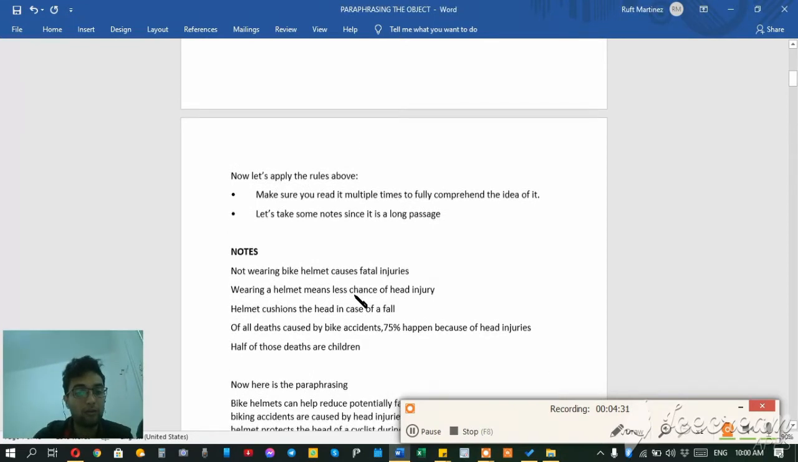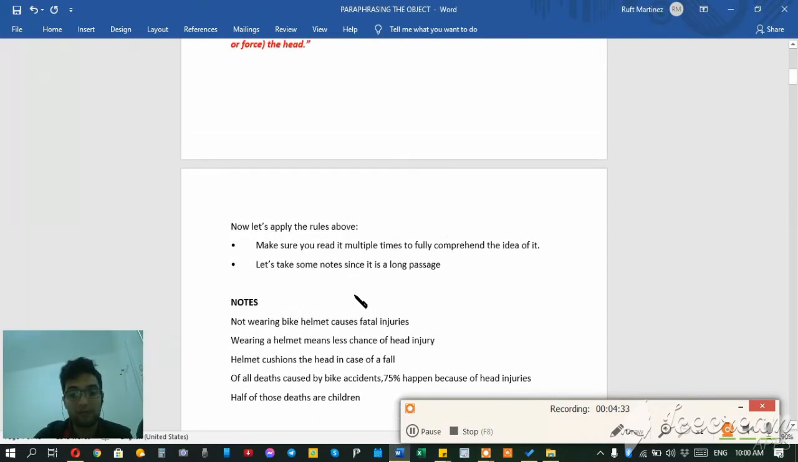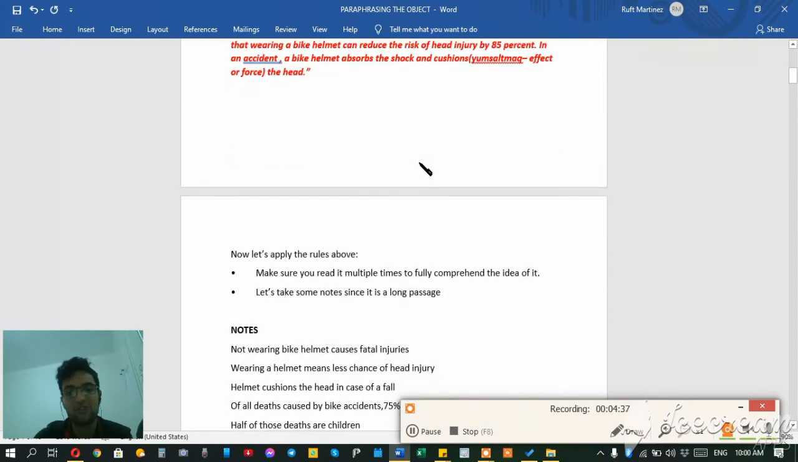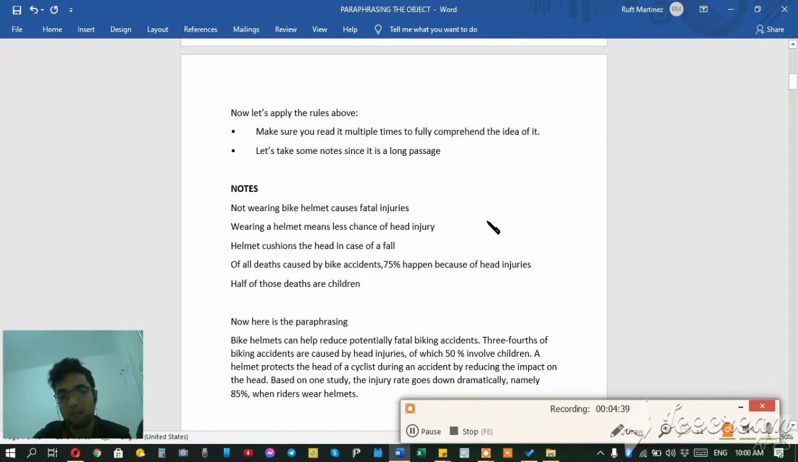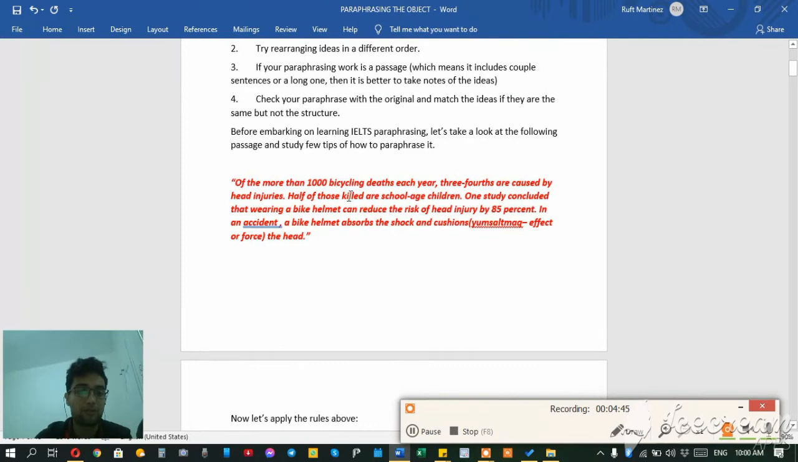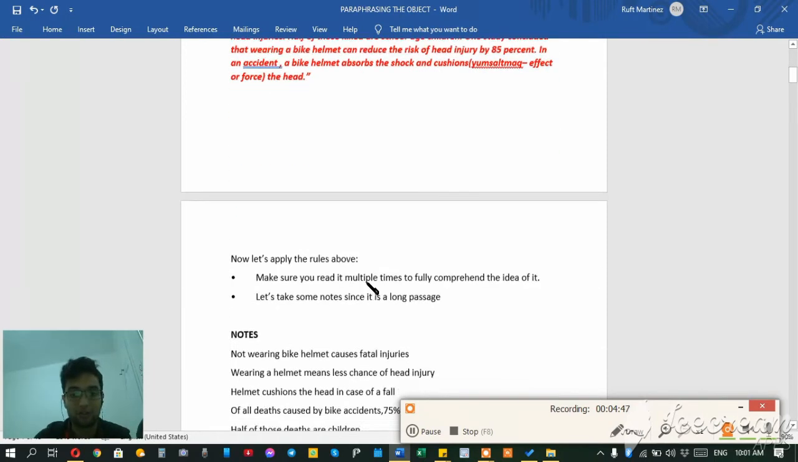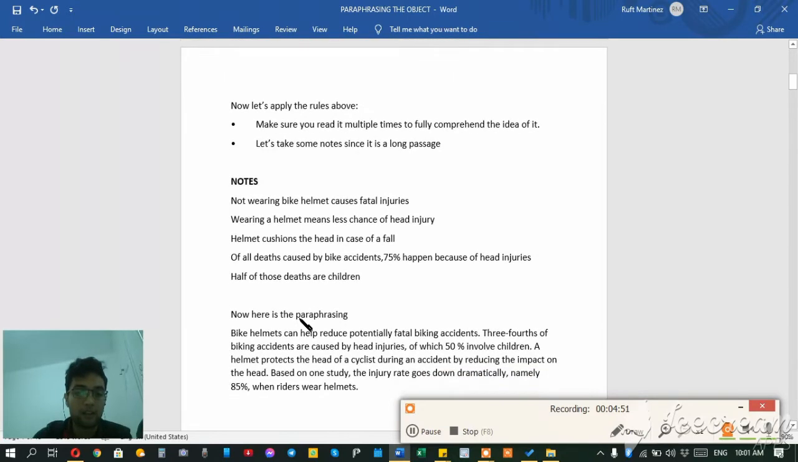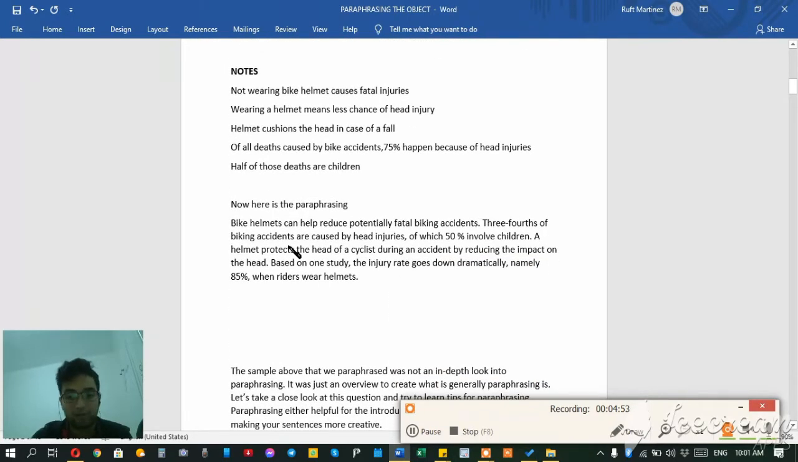And of all that caused by accidents, 75% happened because of head injuries. These are my notes. I just changed the sentence. The meaning is the same. The information is the same. I just write it in my own way. And half of those deaths are children. Instead of saying half of those killed are school-age children, I'm just saying half of those deaths are children. And then I paraphrased it.